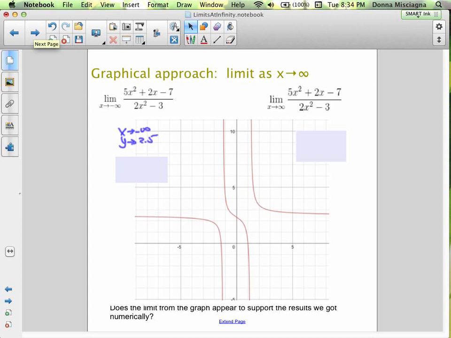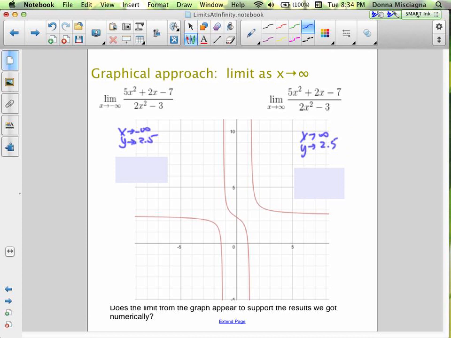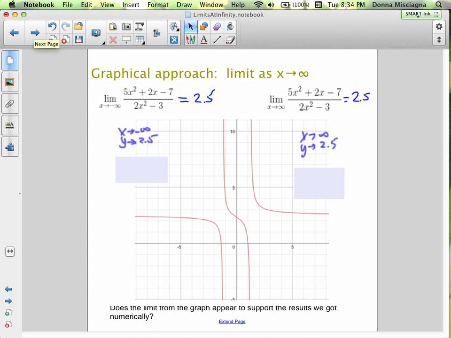As x approaches negative infinity, y appears to be approaching 2.5. And as x approaches infinity, y appears to be approaching 2.5. So graphically as well, the limit as x approaches negative infinity of f of x appears to be 2.5, and the limit as x approaches positive infinity appears to be 2.5. So from our graph anyway, the limit in both directions appears to be 2.5.